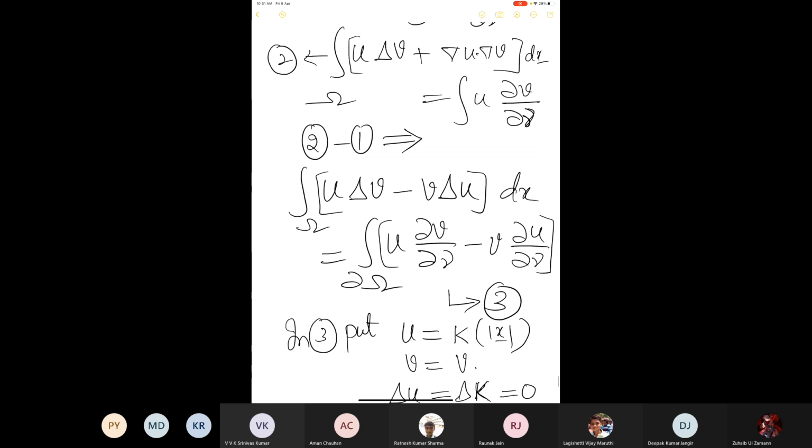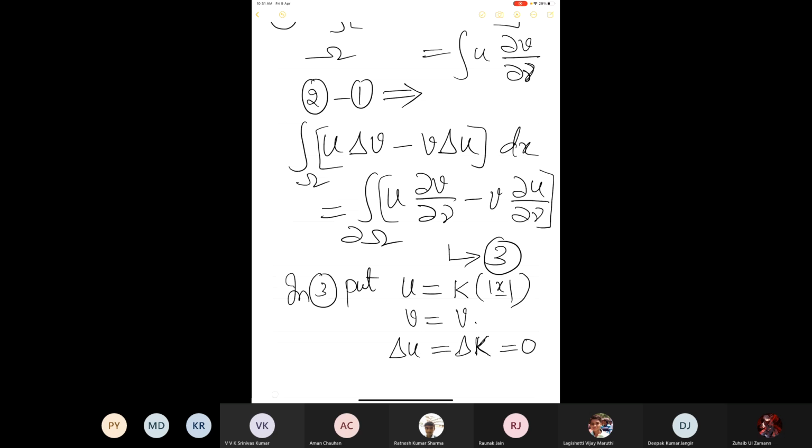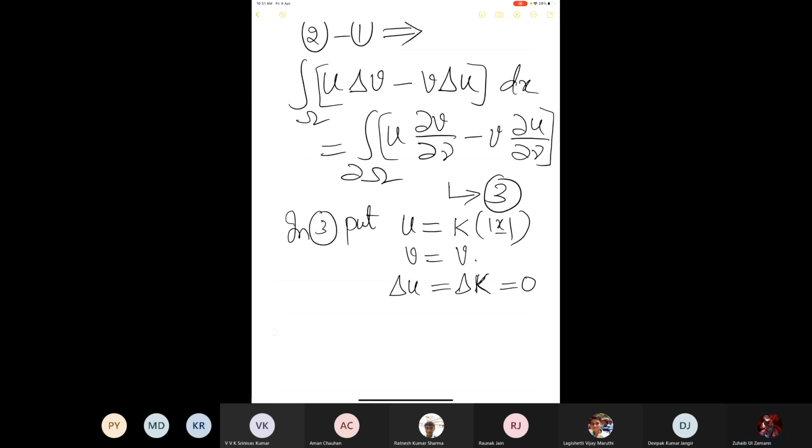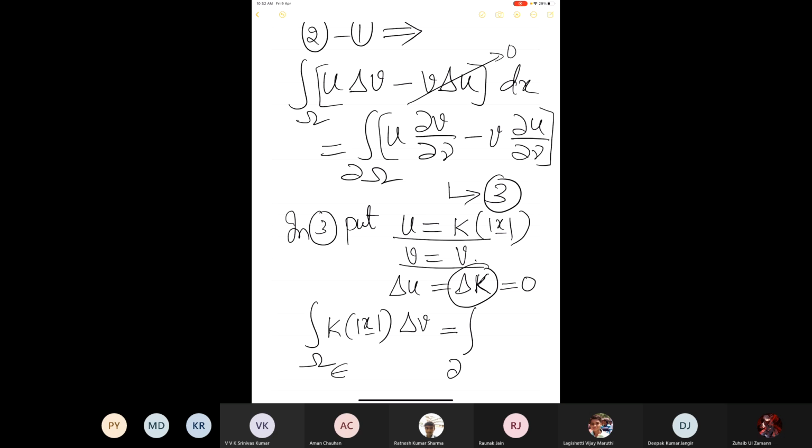Is it okay? This one, 2 minus 1. Okay, so now we got the final thing. Laplacian of K is 0. So integral of K of mod x Laplacian of V on omega epsilon is equal to an integral on the boundary, where this term has gone 0 because Laplacian of K is 0. We are putting u equal to K and v equal to V.